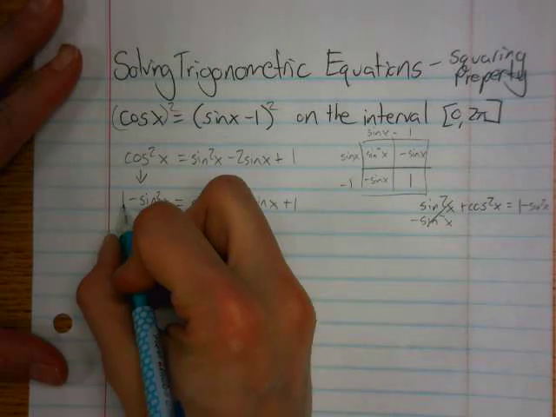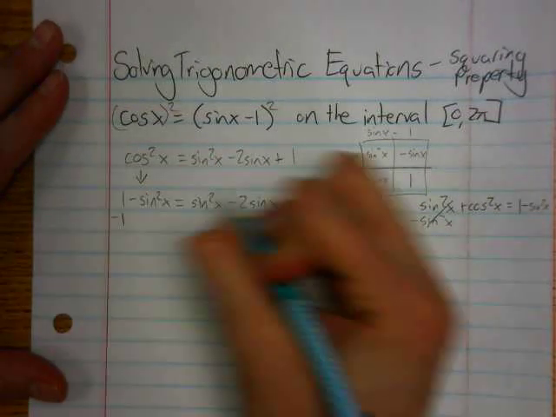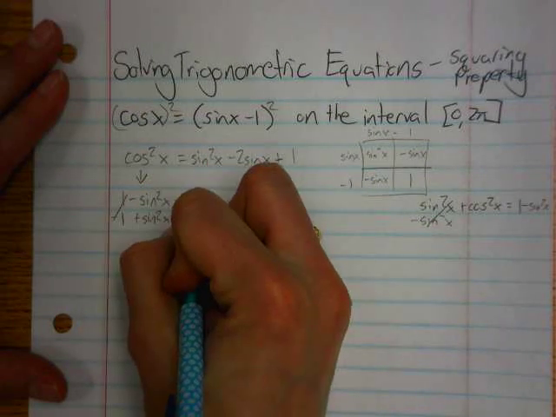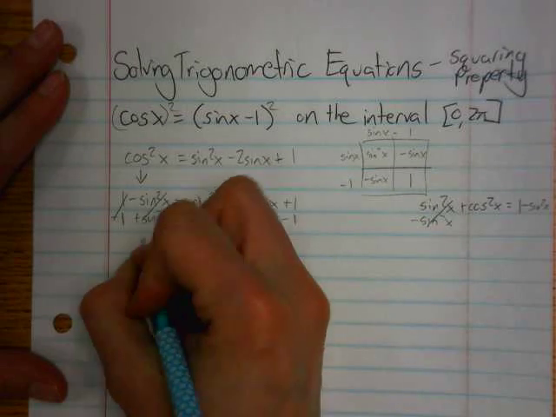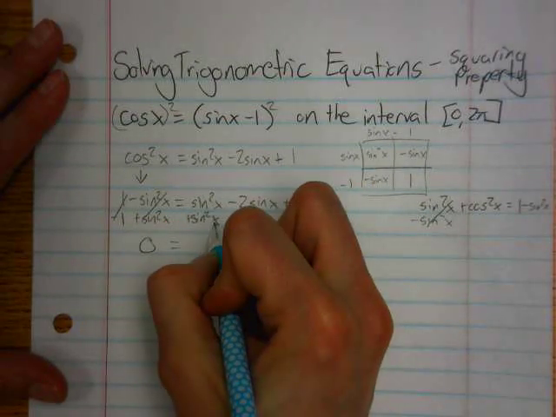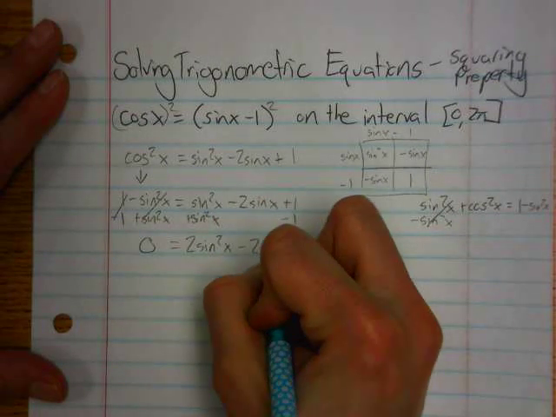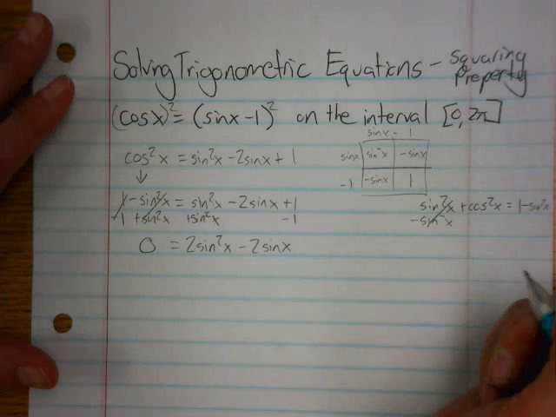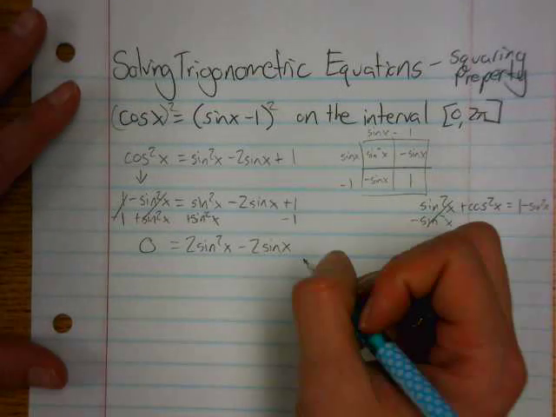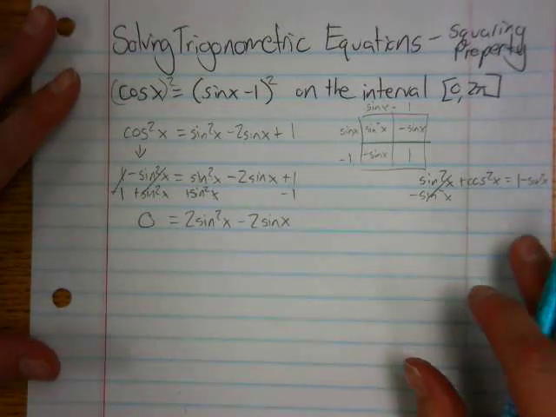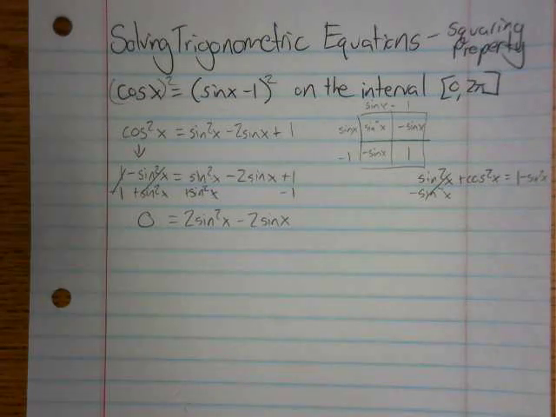So I'm going to go ahead and start moving these things over and setting this equal to 0. I'm going to subtract 1 from both sides, and I'm going to add sine squared x to both sides so that I set this equal to 0. Sine squared x plus sine squared x would be 2 sine squared x minus 2 sine x, and a positive 1 minus 1 would be 0, so I won't have any constant term. And now I'm pretty much back to what I did in the previous two videos with factoring, and I have a polynomial type equation here.